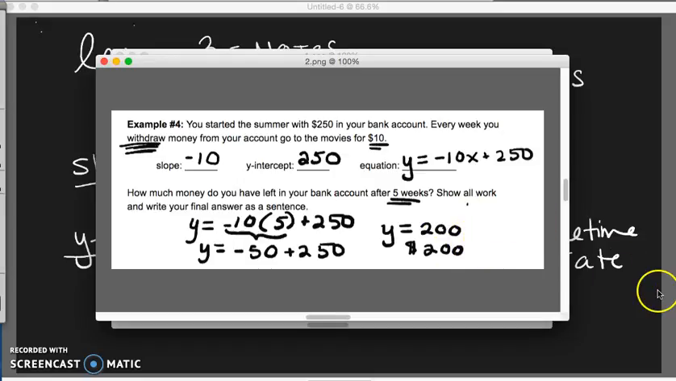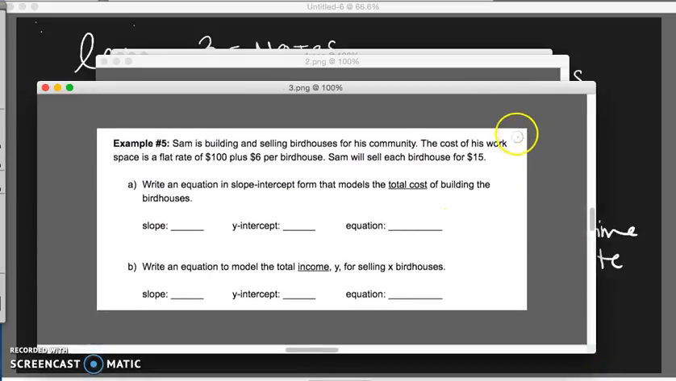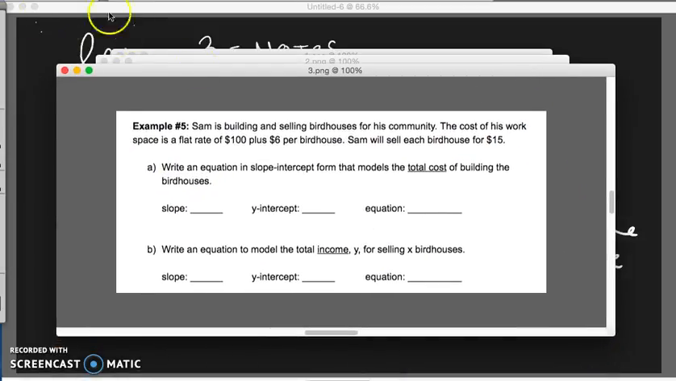All right, let's look at example number 5. Example number 5 is a little bit harder. It has a lot of components to it. So let's take it part by part.